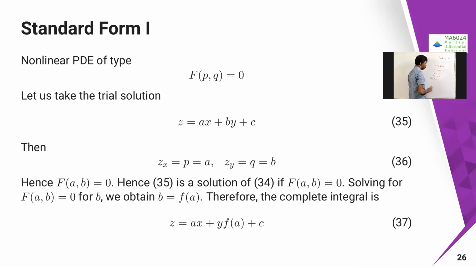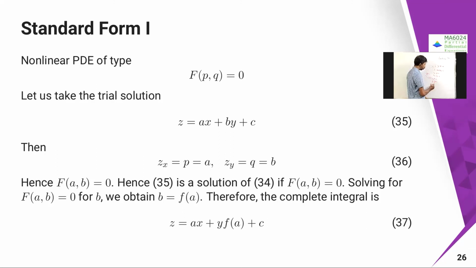Okay. So therefore, what is it going to be? This is going to be the solution for this problem: f of a comma b equal to 0. So solving f of a comma b equal to 0 for b, you can obtain b equal to f of a. Because it is an implicit relation, if you calculate b equal to f of a, then you are going to get the complete integral of this form.